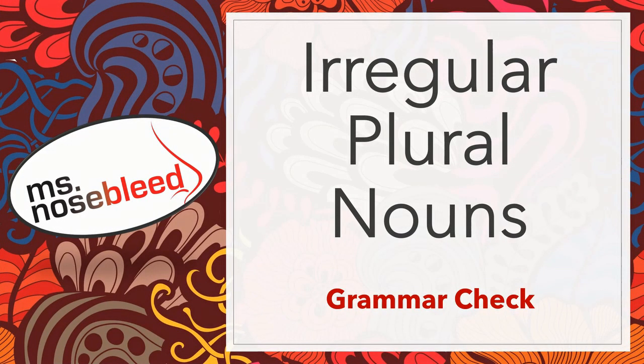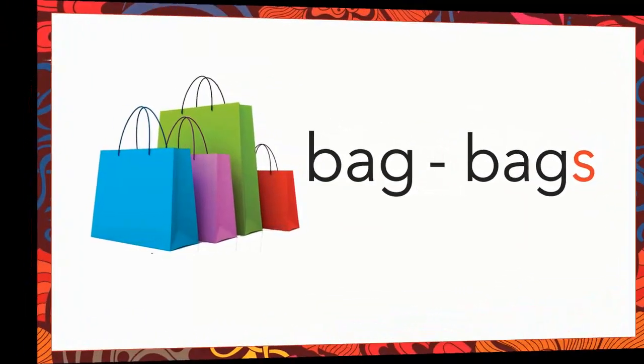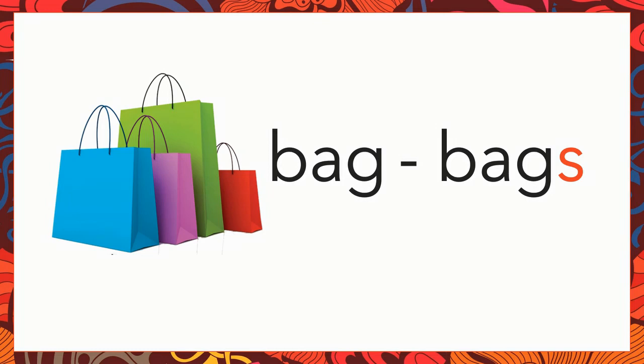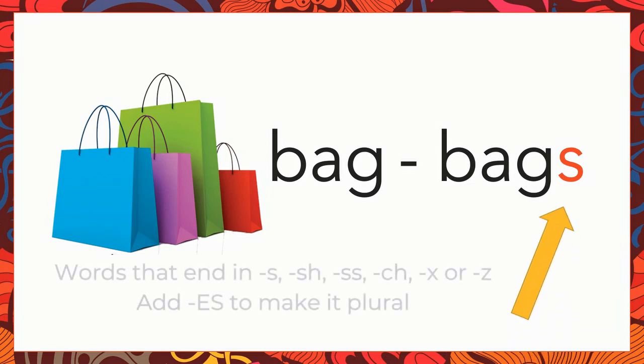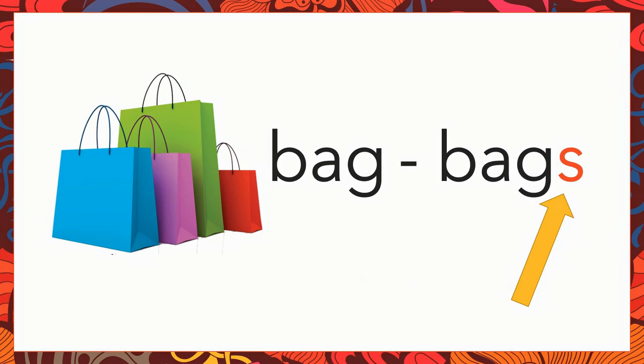Today, we are going to learn about irregular plural nouns. Very basic, I know, but it's always good to have a quick review. For most regular nouns like bag, we usually add an S to the end to make it plural, right? Now, there are words that end with S or SH or CH, SS or X or Z. For those words, we add ES to the end to make it plural.